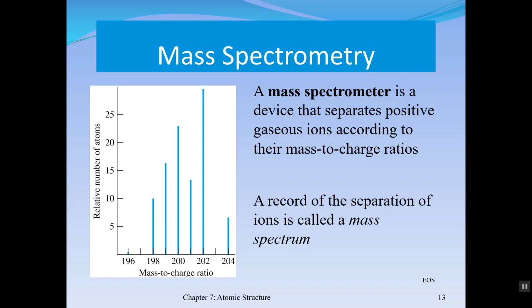An example of a mass spectrum is shown to the left here. This is basically the mass spectrum of mercury. What you have here is a plot of the relative number of atoms versus the mass to charge ratio. You'll notice that the one with the biggest peak is the ion which has the mass to charge ratio of 202. So this is the most abundant ion present in the mass spectrum. We're going to see how we end up with this mass spectrum.